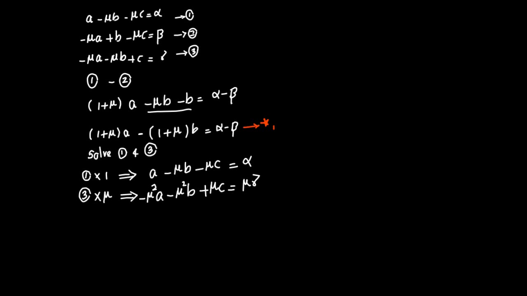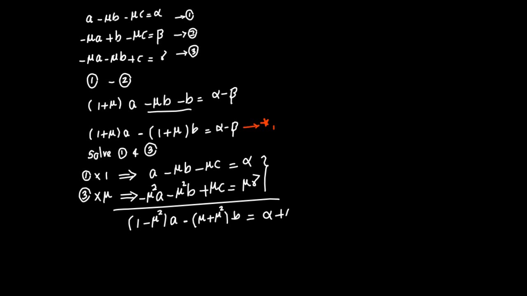Now I can simply add these two equations to cancel the C term. If I add these two equations, I'll be getting 1 minus mu square into A. I can just bring the minus B outside this equation, and I'll be left with the mu plus mu square into B. Cancel the minus mu C and plus mu C. I will be getting alpha plus mu times gamma. So that's going to be my star equation 2.